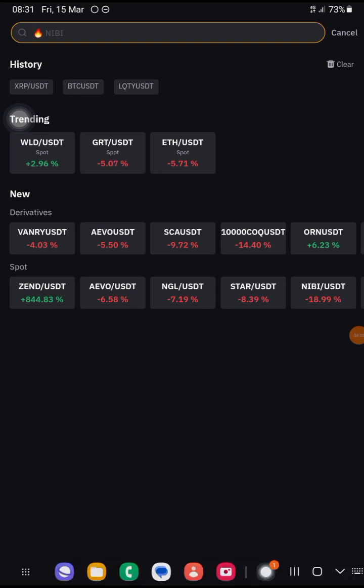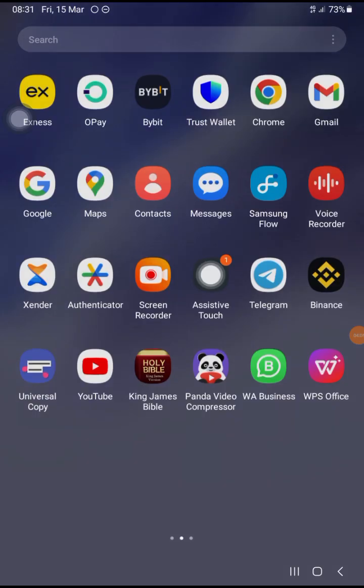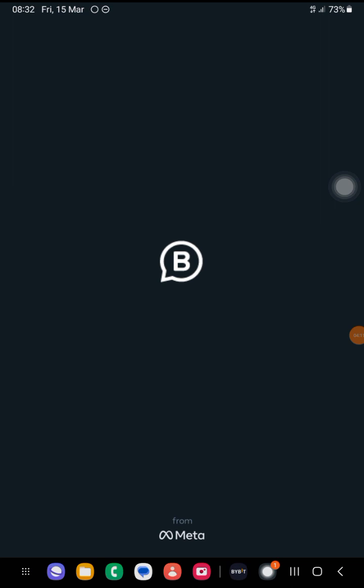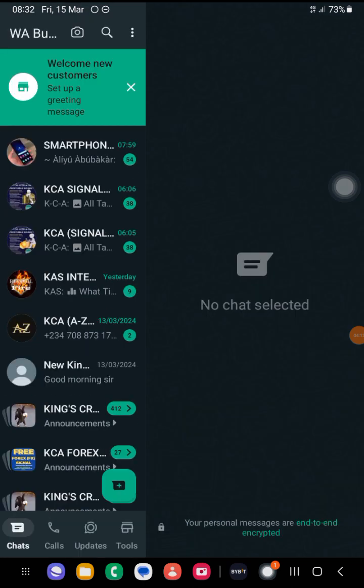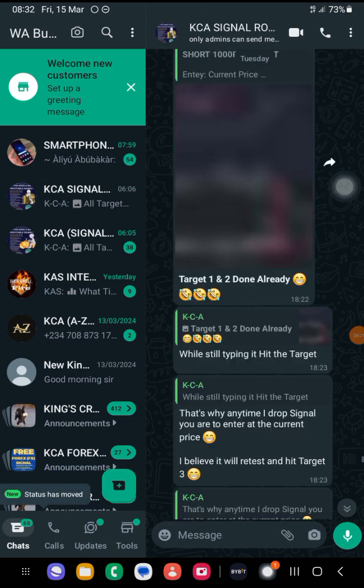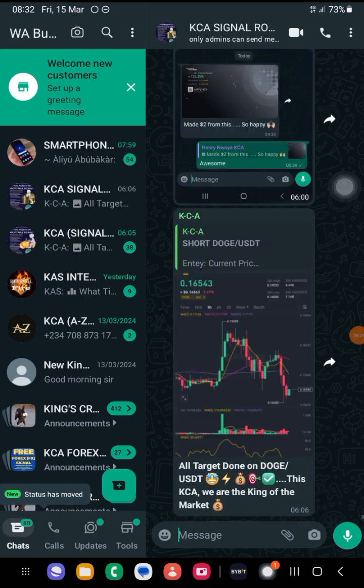Maybe for the sake of this video, let me just go through my signal room. Although my account is not logged in here directly, but I have it connected to one of my WhatsApp on this phone. Let me just show you. This was the signal room. Sorry, this was the signal room as at yesterday. So I think this was the coin I dropped that the student was asking of. This was the coin, and the coin did excellently well. Student made a lot of money from it.